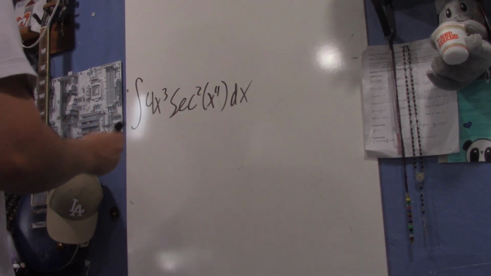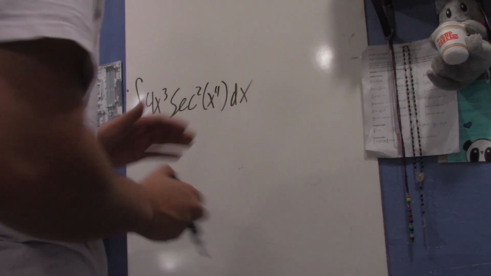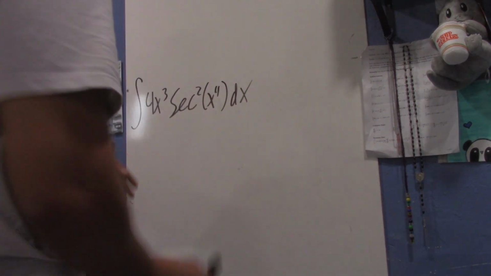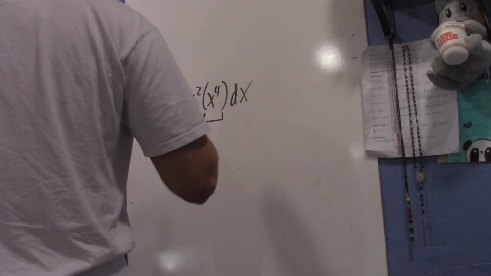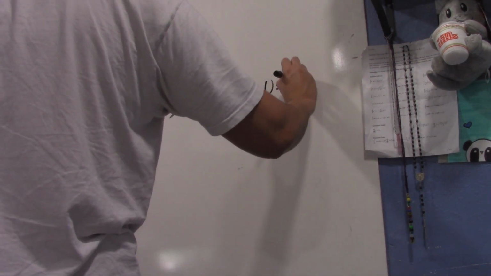So what we have to do is find the thing that causes the most complication in the integral, and then substitute it with u. And in this case, believe it or not, this right here is what we're going to use as our u. So let's go ahead and substitute that. u equals x to the fourth.